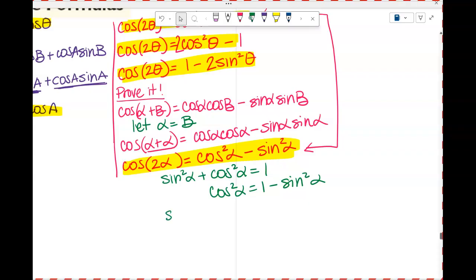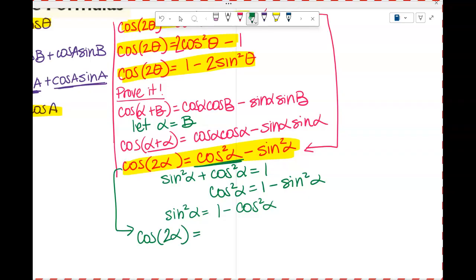So if we move cosine square to the right side, sine square equals 1 minus cosine square of alpha. Well, where is it going to come from? Well, we're going to take this right here and say, let's take the cosine of 2 alpha. Let's say I want to get rid of cosine square. Well, cosine square is then 1 minus sine square. So it's going to say 1 minus sine square of alpha minus the sine square alpha on the back end.